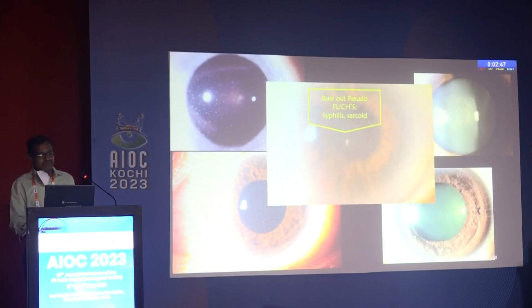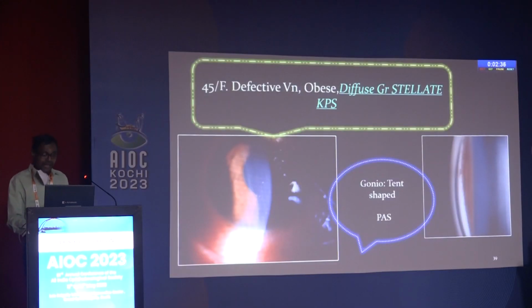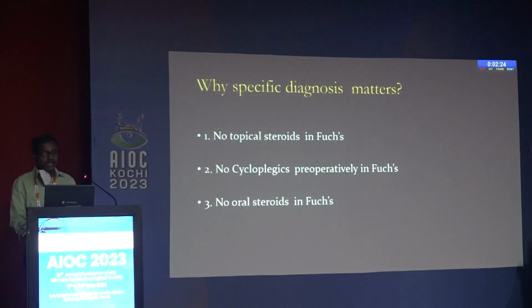So sometimes keep an eye open, rule out pseudo-Fuchs, and never miss sarcoid as well as syphilis, which are easily the masquerades of Fuchs uveitis. As you see in this patient, there are diffuse granulomatous stellate keratic precipitates. Even gonioscopy showed this wonderful finding of tent-shaped peripheral anterior synechiae, which is a diagnostic criterion for ocular sarcoidosis. So why do we have to break our heads over the specific diagnosis? Because the treatment is going to be entirely different.